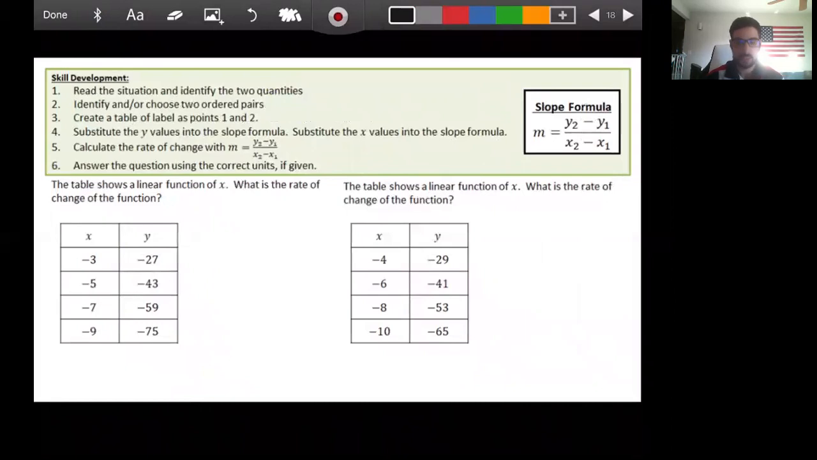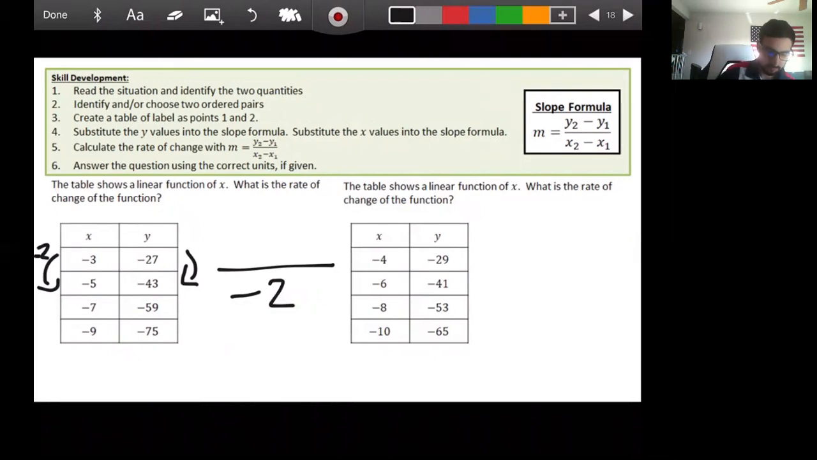All right, moving on. In this case, we have a table. Tables are a little bit different, we can look at them a little bit differently. So x, from negative 3 to negative 5, what happened here? Did we get bigger? Did we get smaller? I see I started at negative 3 and I continued to go more negative, I went negative 2. So over here, that was my x. X is on the bottom, so I'm going to put that change on the bottom. So my y, we went from negative 27 to negative 43. I see this still went more negative.